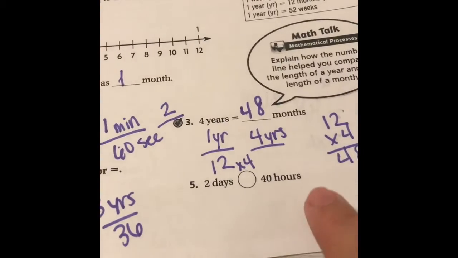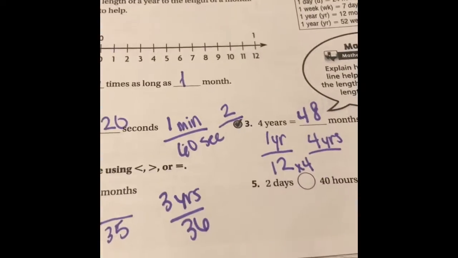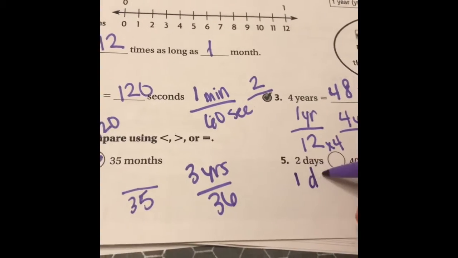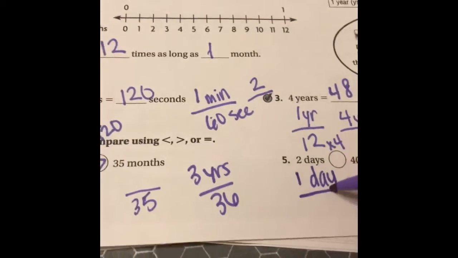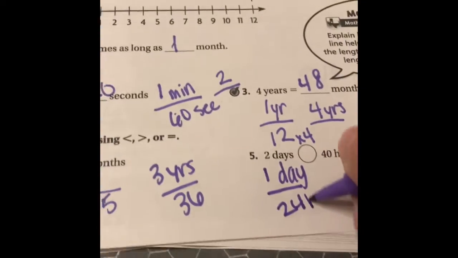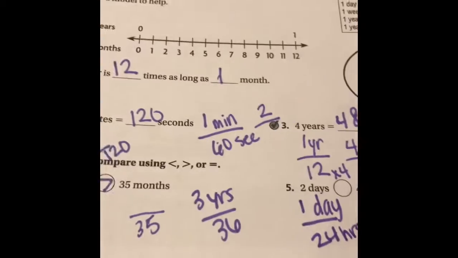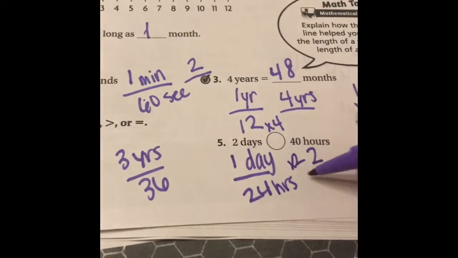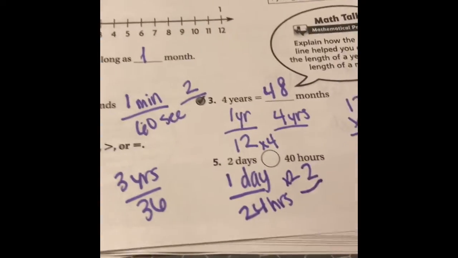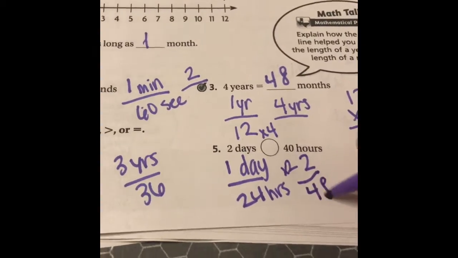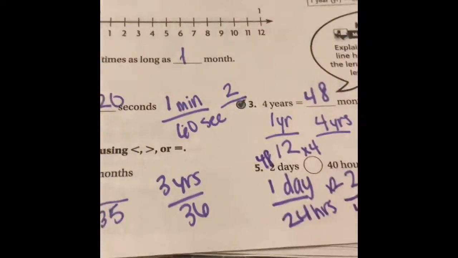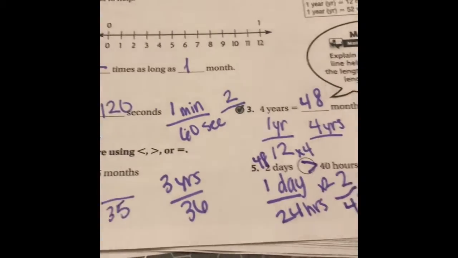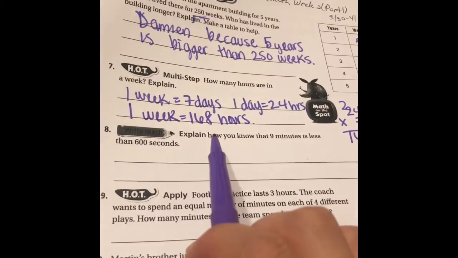Now 2 days and 40 hours. So you have to convert a little bit more. For instance, 1 day is 24 hours. So to get 2, you have to multiply by 2. So 24 times 2 is 48. So this is really 48. So what's bigger, 48 or 40? 48. So 1 week equals 168 hours.